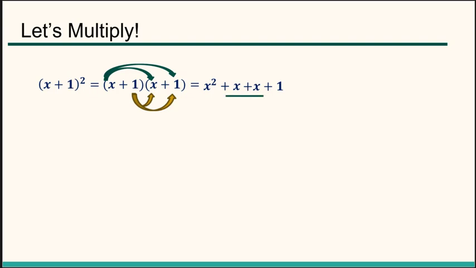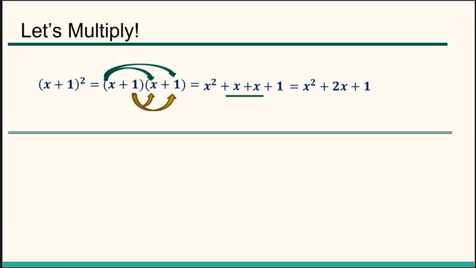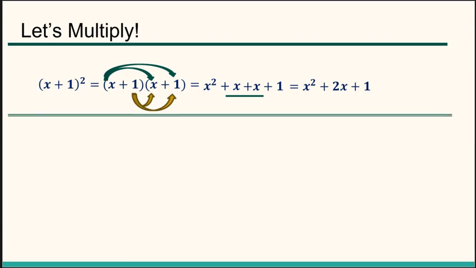Notice we have some common middle terms here, like terms. So what we'll end up with is x squared plus 2x plus 1. Nice. Nothing new to learn there.